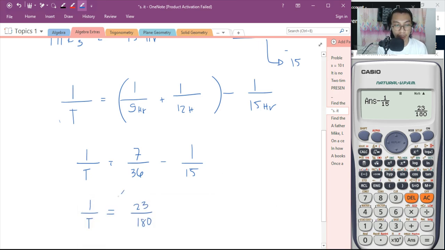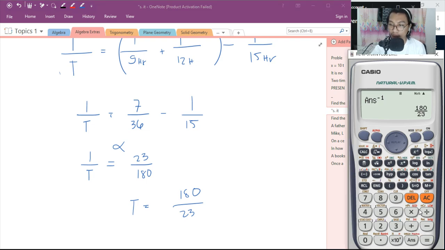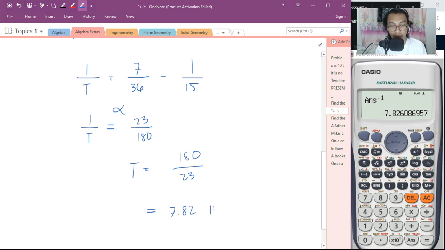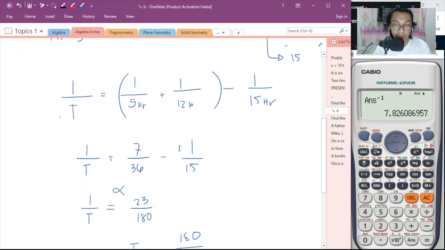So, cross-multiplying, okay, T, the time is equal to 180 over 23. Or, okay, reciprocal lang natin. That is 7.82 hours. 7.82 hours. Okay. So, I think that will be all now for the word problems, for the first half ng ating worded problems. Okay? So, I will continue this in a bit.